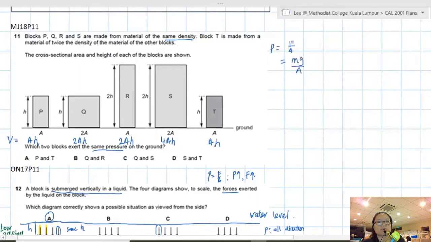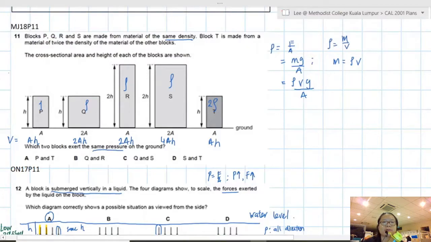And I know P is force over area, and the force is mg. So I can substitute m is equal to rho V into the equation. And I think I'll just leave it at that. This is your pressure, rho V g divided by A. So everyone is density rho except T. T is 2 rho.